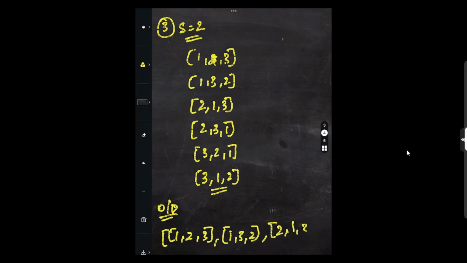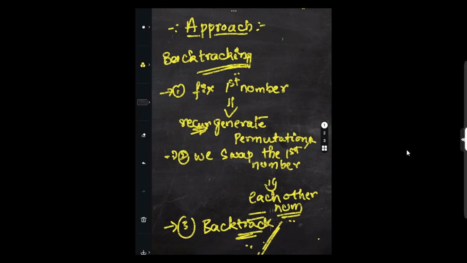So 2, 1, 3 is another possible permutation. 2, 3, 1 is one more possible permutation. 3, 2, 1, and finally 3, 1, 2. This is the output that we got, which completely matches with the output they have given in the example.